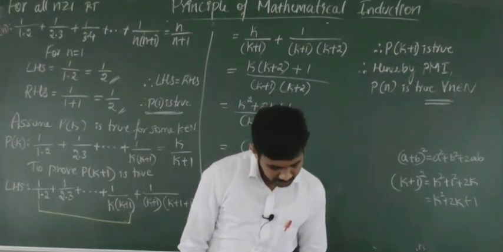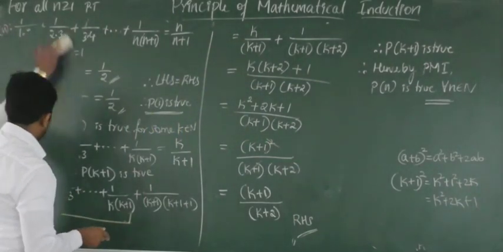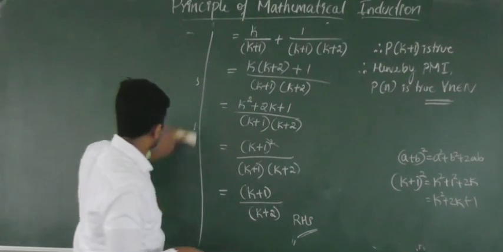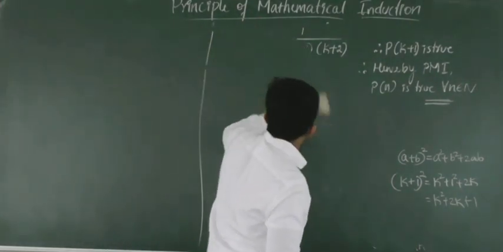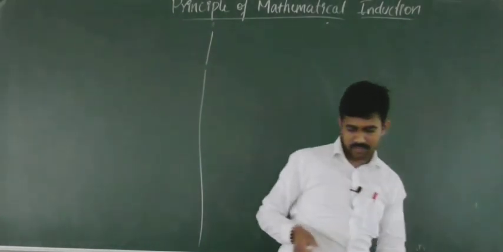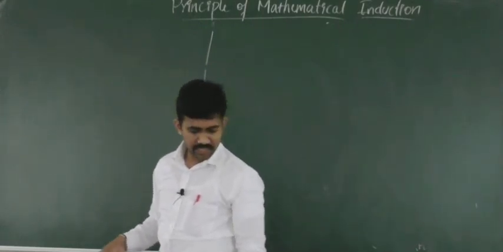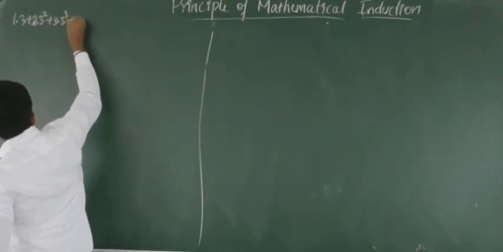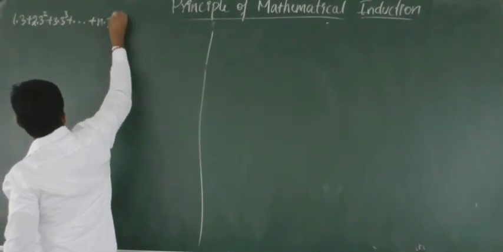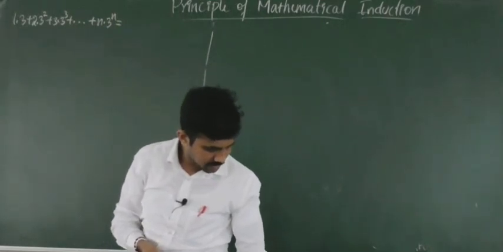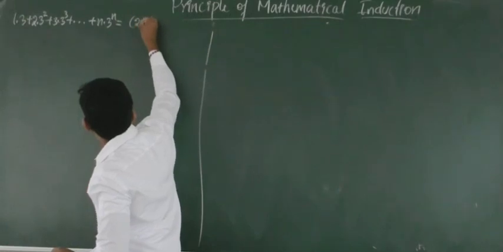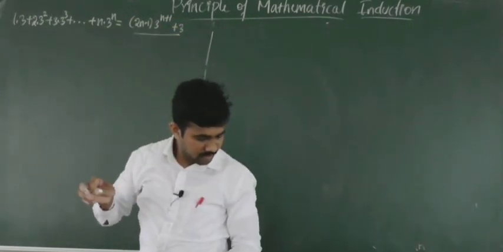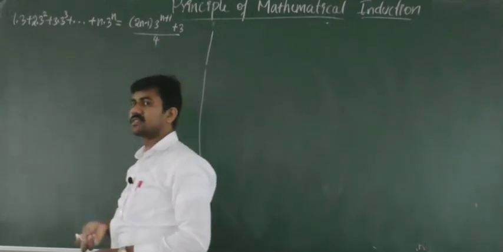See, what is the next problem we have? 1 into 3 plus 2 into 3 square plus 3 into 3 cube plus and so on plus n into 3 power n is equal to (2n minus 1) into 3 to the power n plus 1, plus 3, whole divided by 4. Okay, this is the statement we have.